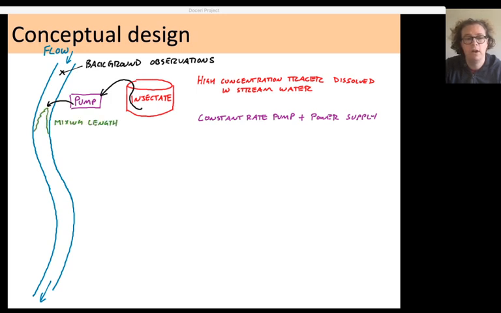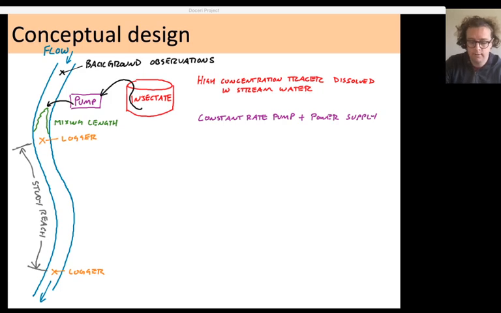After we start to inject our tracer into the stream, we'll have a mixing length, so it can mix laterally and vertically. And we'll have loggers at the up and downstream ends of our study reach, depicted here with the orange X's. Our study reach length will be the distance between those two loggers, shown here in gray.